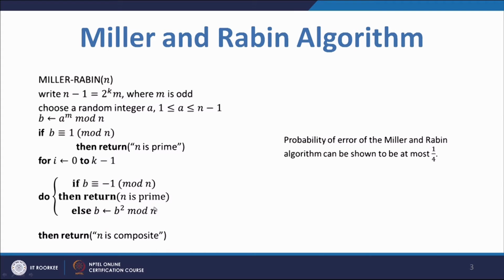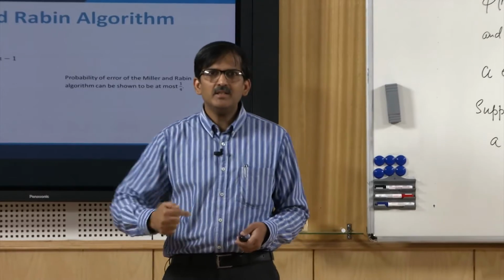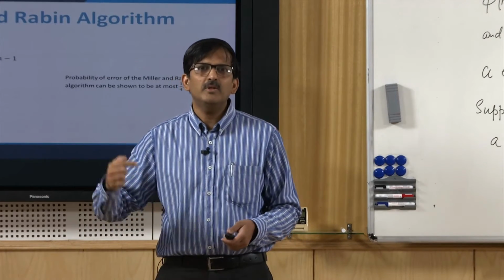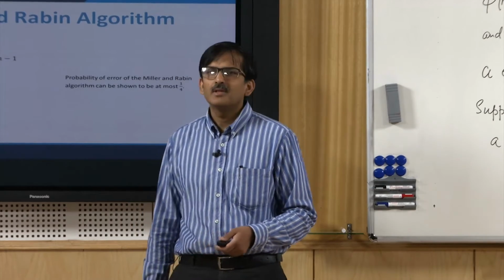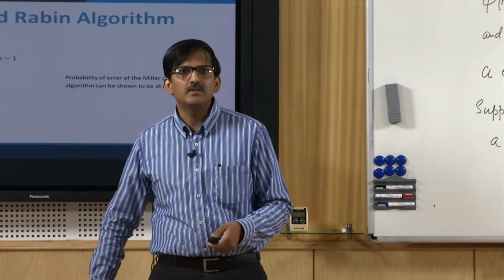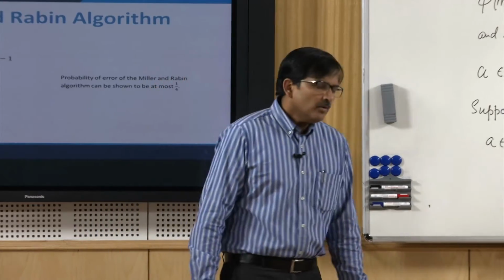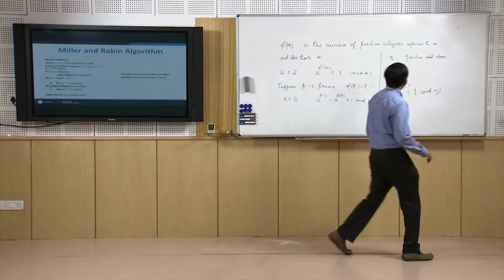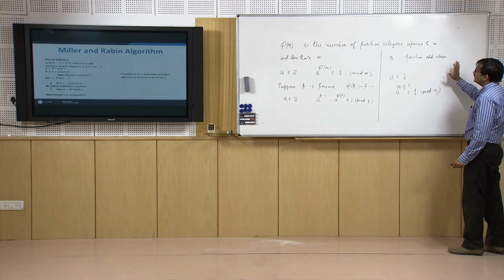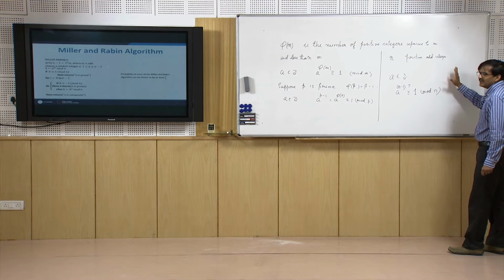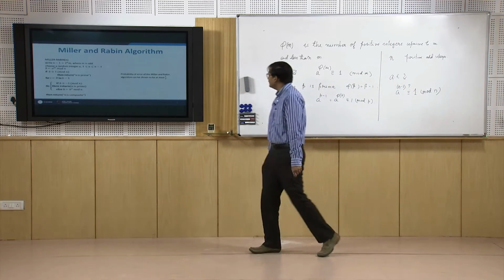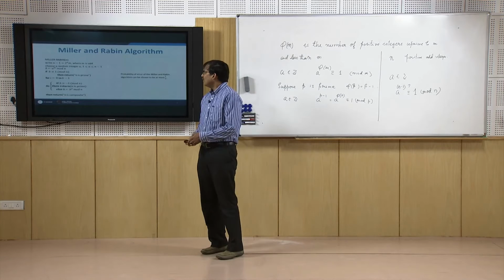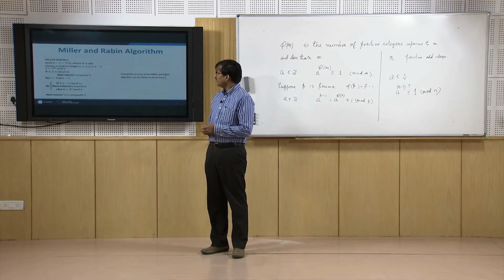If we find that at any iteration of this loop B is congruent to minus 1 mod n, we say that n is prime, otherwise we return n is composite. If we look carefully, we will see that we are essentially using a kind of idea that we discussed here in a little refined manner, and it will give me an idea whether n is prime or not.